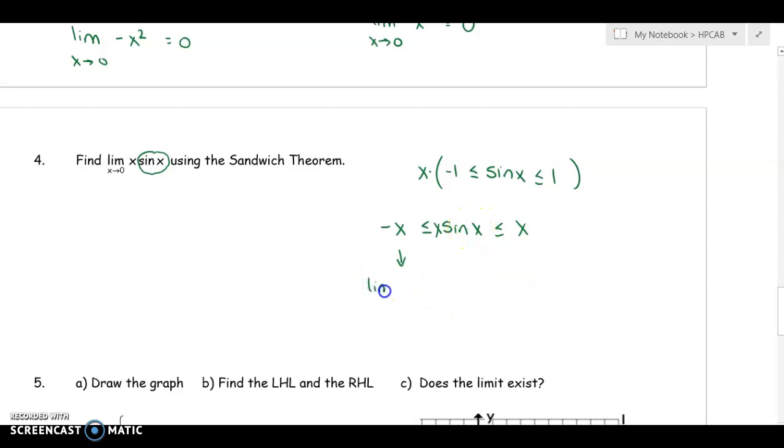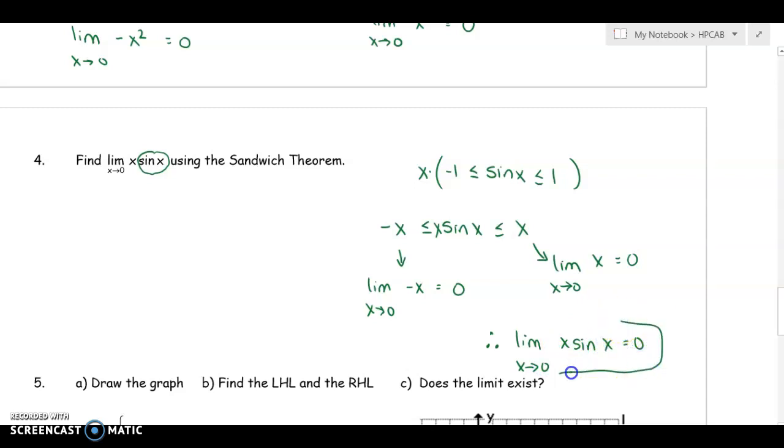So the limit as x approaches 0 of -x, if you plug it in, you're going to get 0. This guy, the limit as x approaches 0 of +x, if you plug in 0, you're going to get 0. Since these two functions both have the same limit, the sandwiched function must also have the same limit. So the limit as x approaches 0 of x sine of x has to equal 0. Right. So hopefully that makes sense.